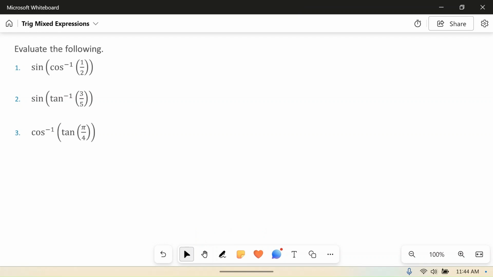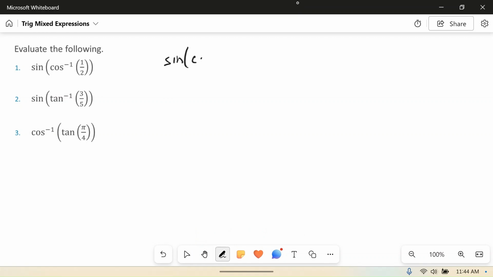Let's work through some examples involving trig functions and their inverses. Note that in these examples, the functions and the inverses are going to be mixed, so we're not going to be able to use the cancellation properties that we have seen before. So in this first example, number 1, we have the sine of the inverse cosine of a half.